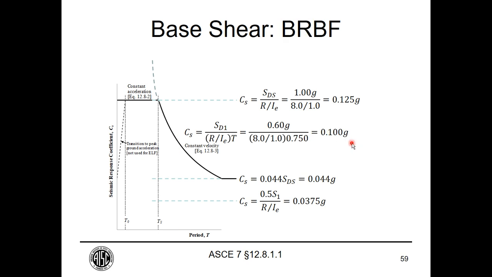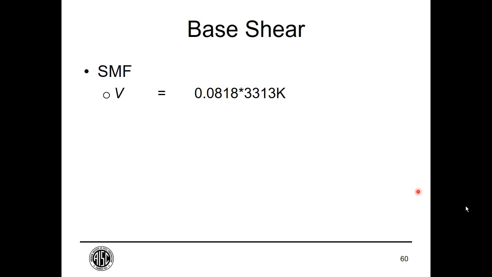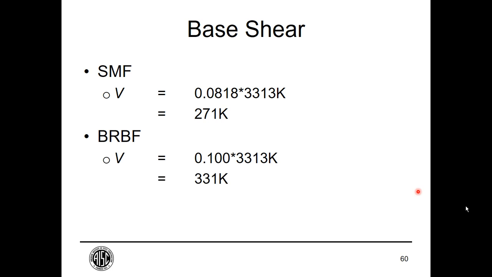We do the same thing for the buckling restrained braced frame. We get the same R factor, but a different period, and so we end up with a base shear coefficient of about 0.1 g. So we apply those with the building weight that we've already determined, and we get a base shear of 271 kips for the strength design of the moment frame, and a base shear of 331 kips for the strength design of the buckling restrained braced frame.